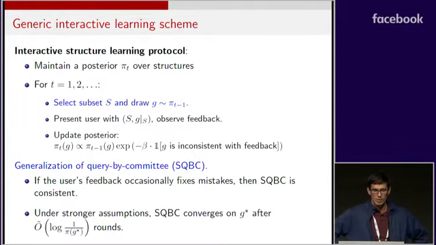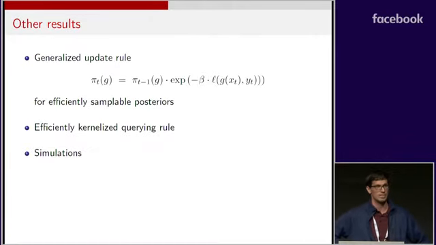In this work, we consider a generalization of the query by committee rule, which we call structural query by committee. And it has some properties associated. For example, we can show that under fairly minimal assumptions on the user's feedback, this algorithm is consistent. And under stronger assumptions, we can actually quantify this convergence rate. We also have other results in the paper, for example, we consider a broader class of posterior updates to allow for efficient sampling from the posterior. And then we also look at kernelizing this querying rule, and we also present some simulations.